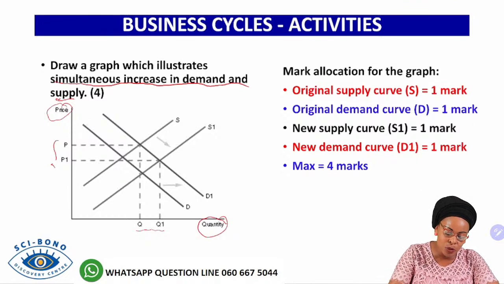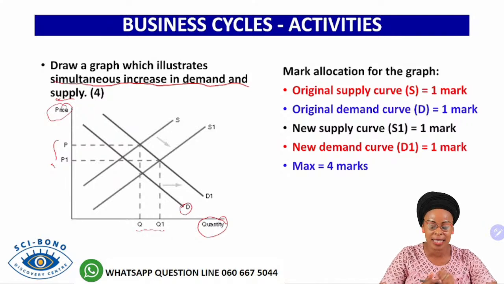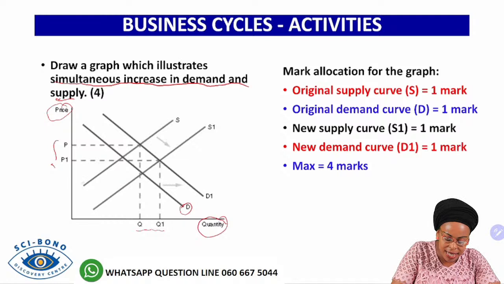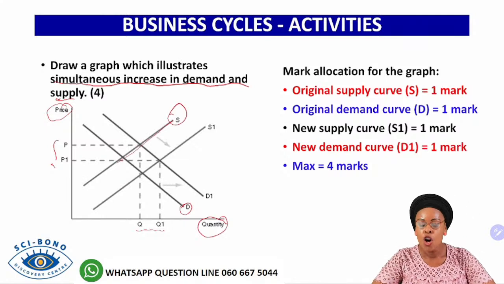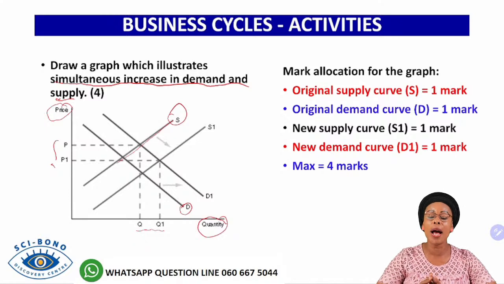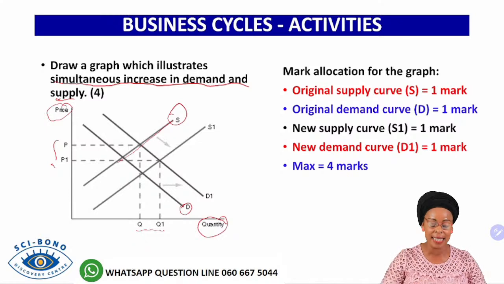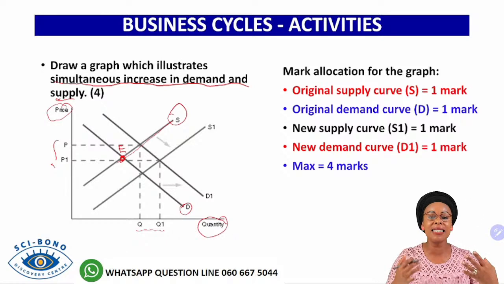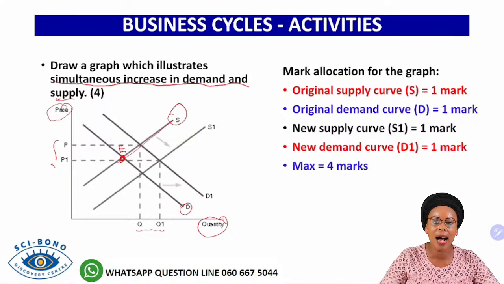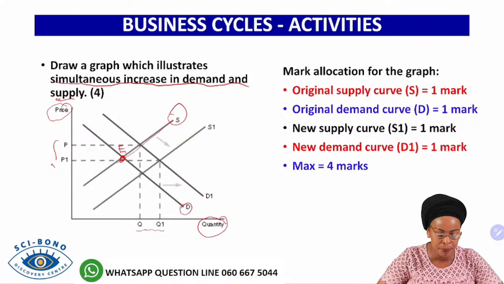So first start with the demand curve. This D is our original demand curve and this is our original supply curve. We want a situation whereby both of them increase. But at this point, which I will label E, supply and demand are equal. It is our original equilibrium point.